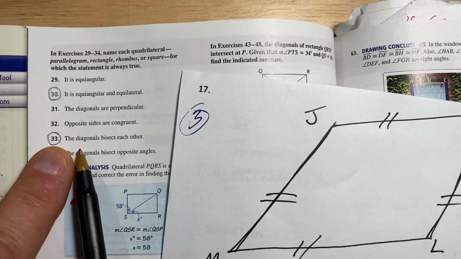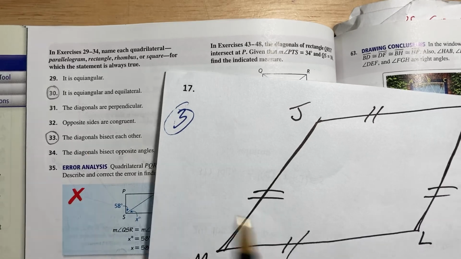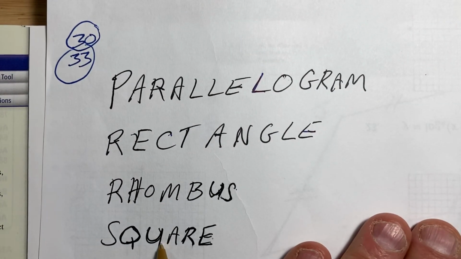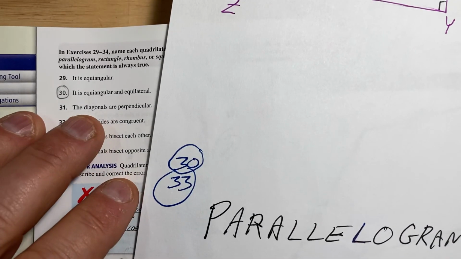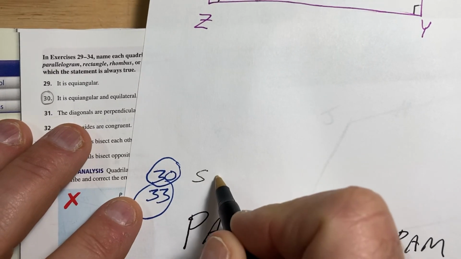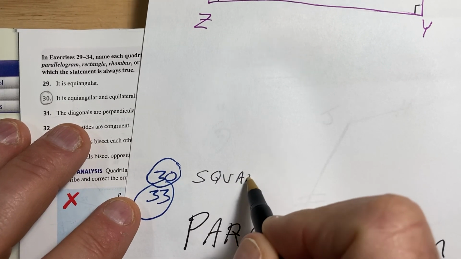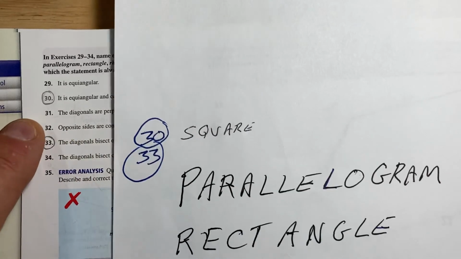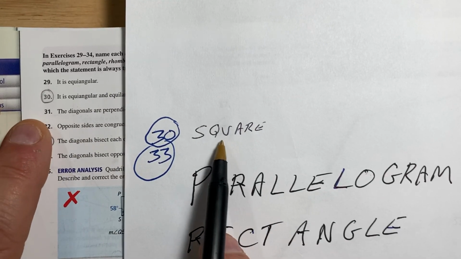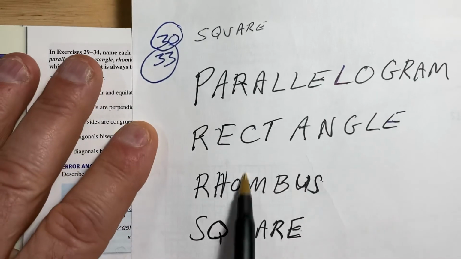So question 33, they all work. Question 30, the only one that worked there was a square. I think I blew it earlier there. So question 30, the only answer that would work is square. Question 33, all four of these work.